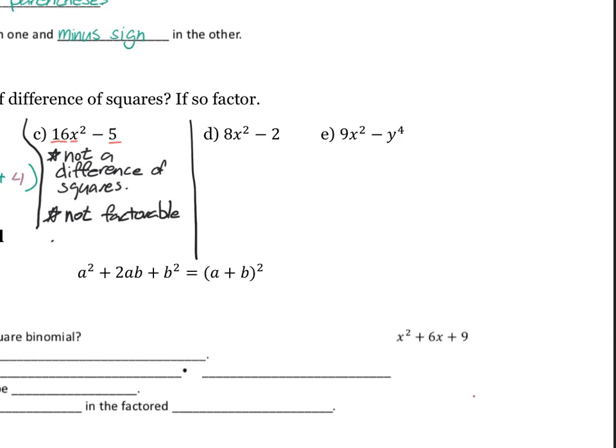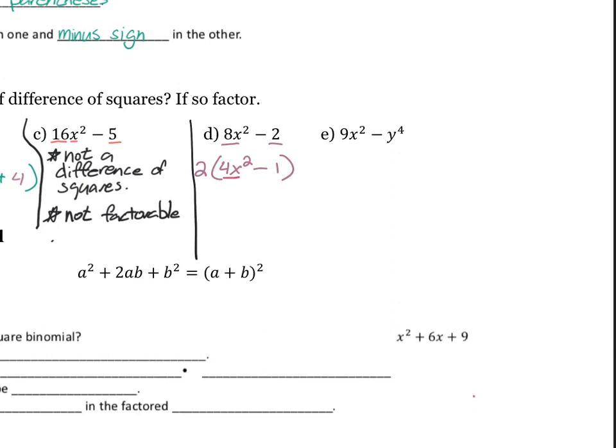So is there a GCF between 8x squared and 2? There is. We can pull out a 2. Right? So now we have 2, and then I divide 8x squared by 2, and I get 4x squared. And I divide 2 by 2, and I get 1. Okay, so now let's reevaluate to see if we have a difference of squares now.